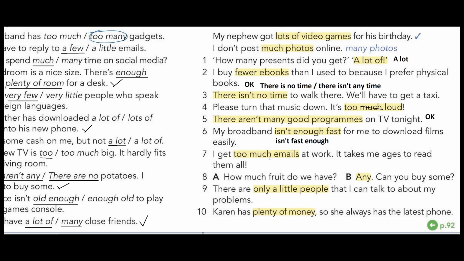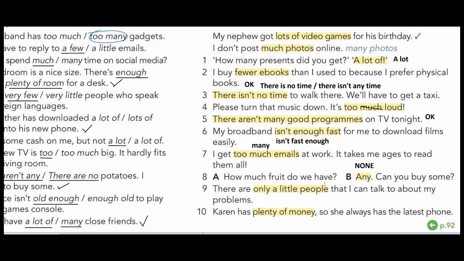I get too much emails at work. Too many. Of course, because emails are countable. Too many emails. 8. How much fruit do we have? Any. It's nonsense to use it separately here, so use none instead.